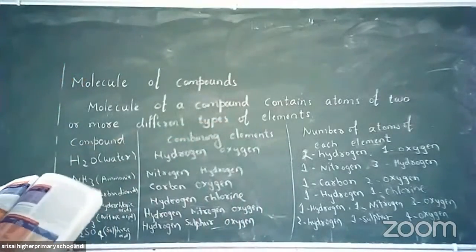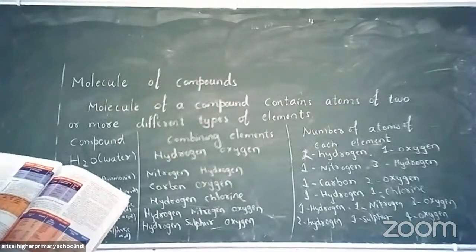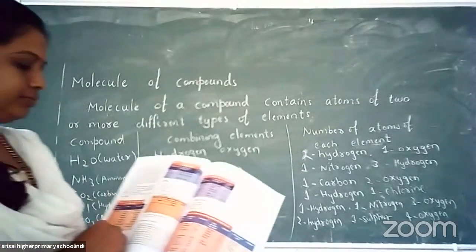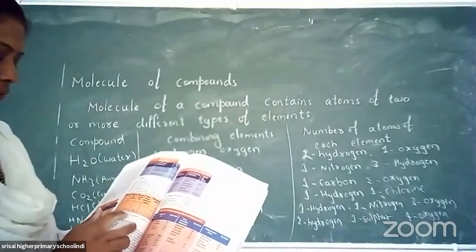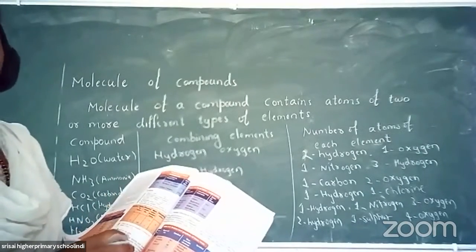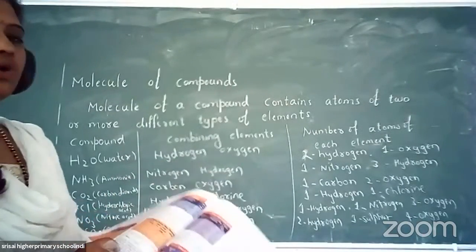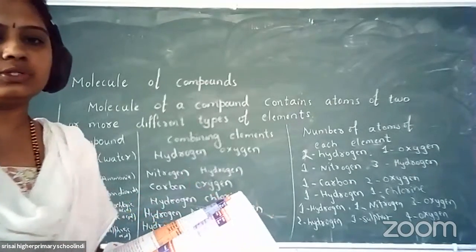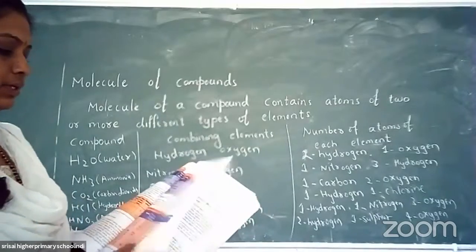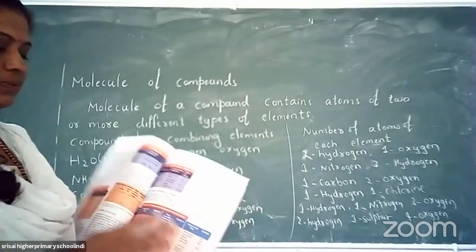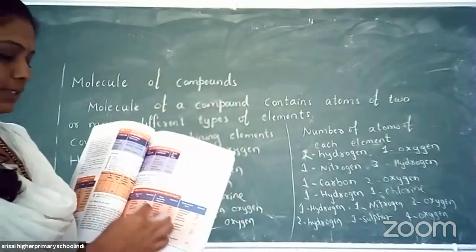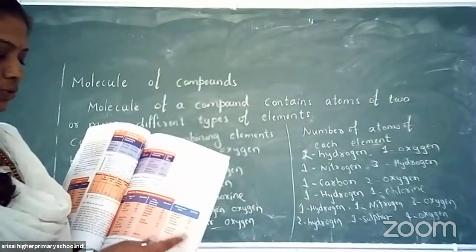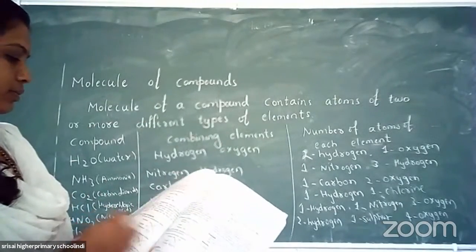Next, tomorrow we'll discuss about ions. So what is this ion? I-O-N, ion. Ion means it is positive or negative. So electrons, protons, neutrons will come, with the symbols plus and minus, and we'll discuss tomorrow.